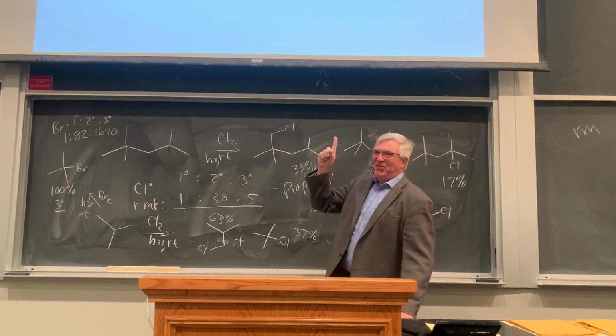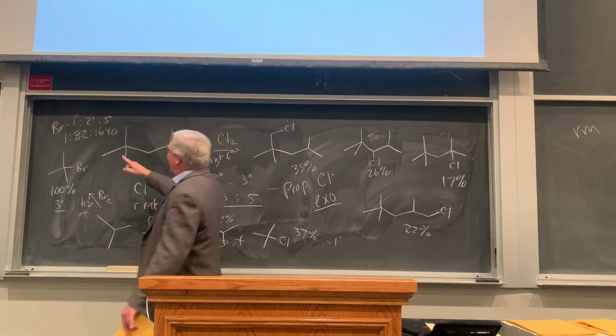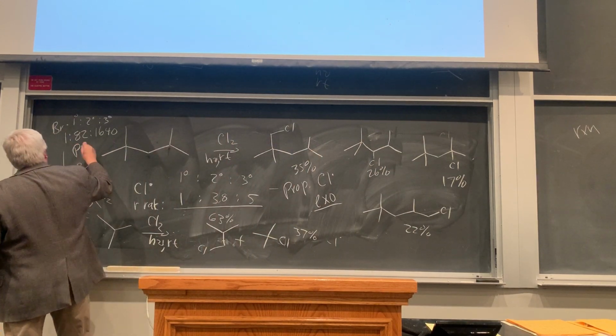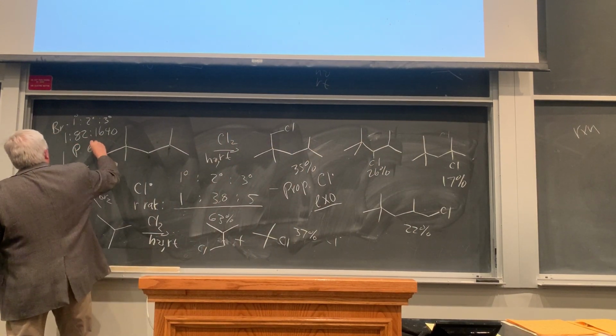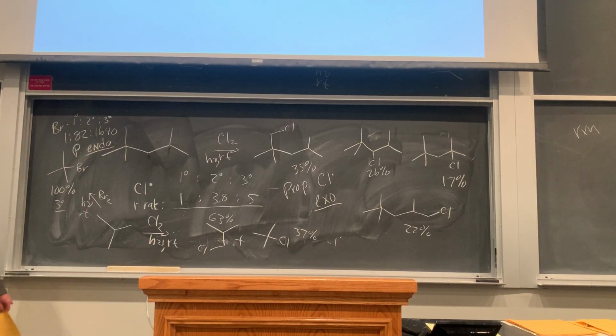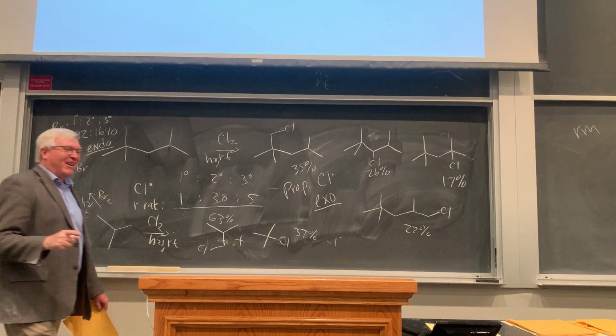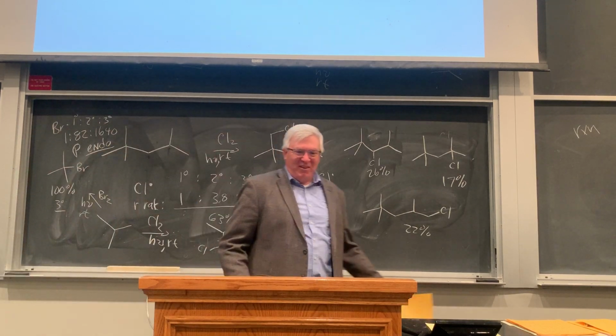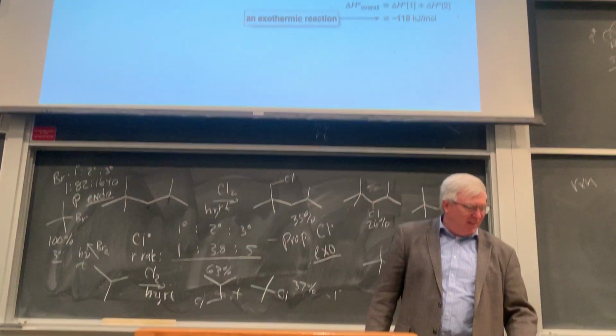Okay, and we'll go to the overheads in a second. All the propagation steps here for bromination are endothermic. And that turns out to be the key for the selectivity. It's not the carbon radical stability. Let's go up above here and see this.